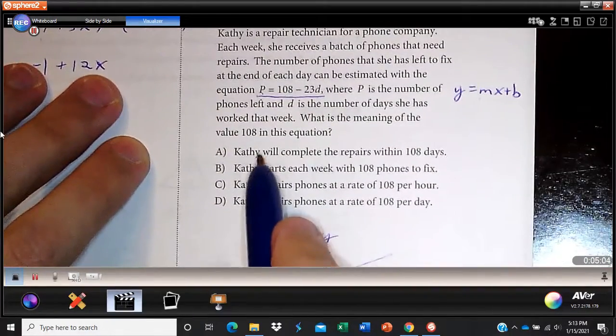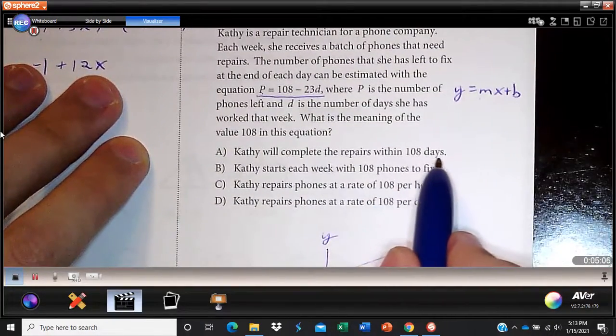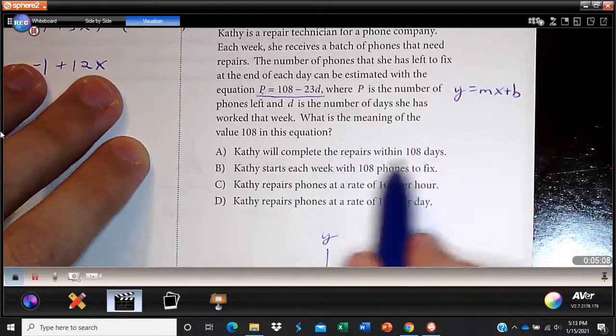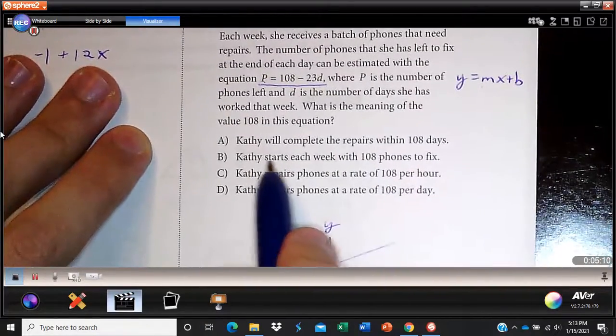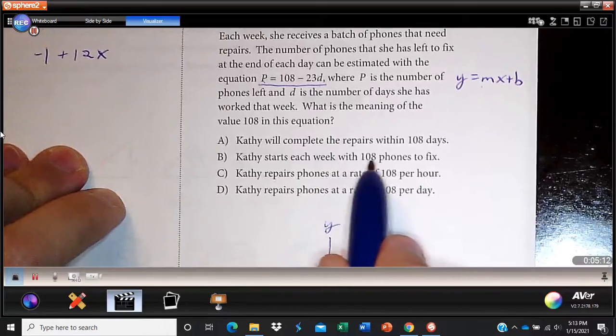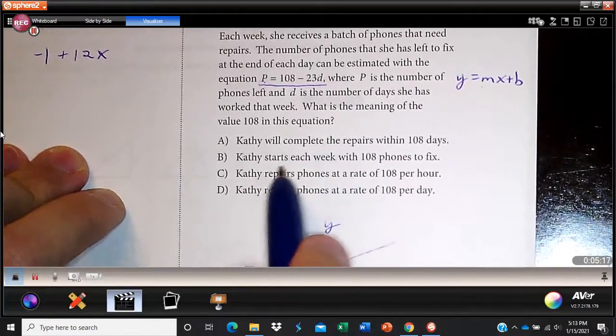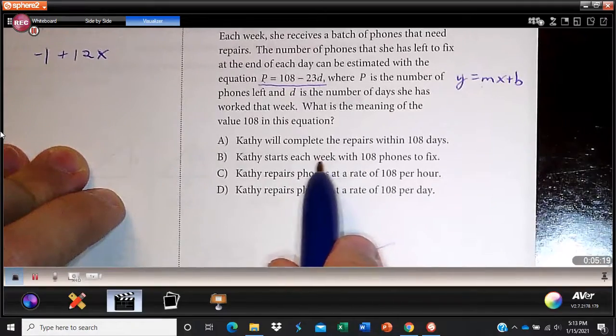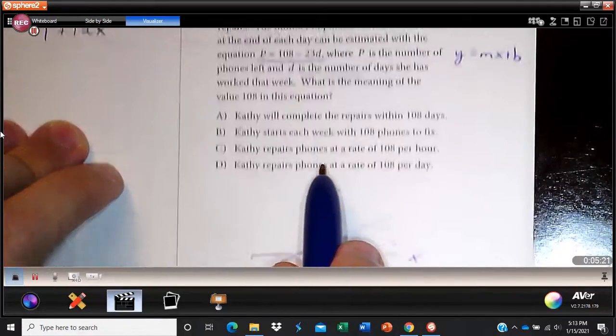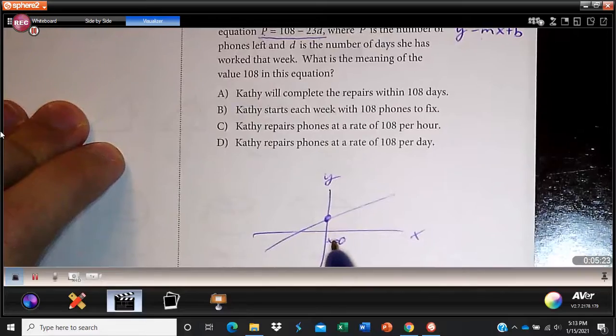So let's just read through these. Kathy will complete the repairs within 108 days. I have no idea what that's referring to. Kathy starts each week with 108 phones to fix. Okay, so starting the week. So if we're starting the week, that would mean we're at 0 days complete, which is exactly what we were looking for.